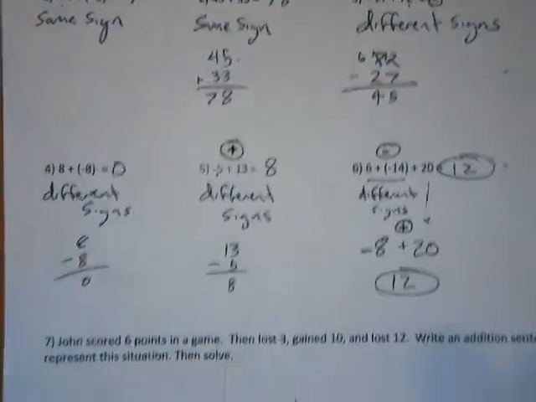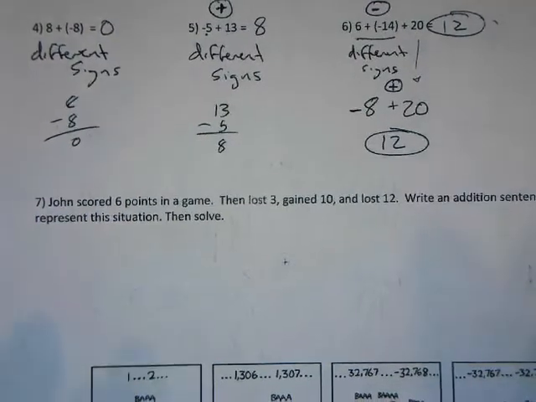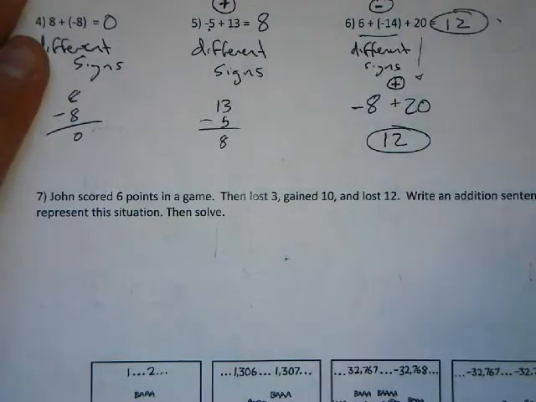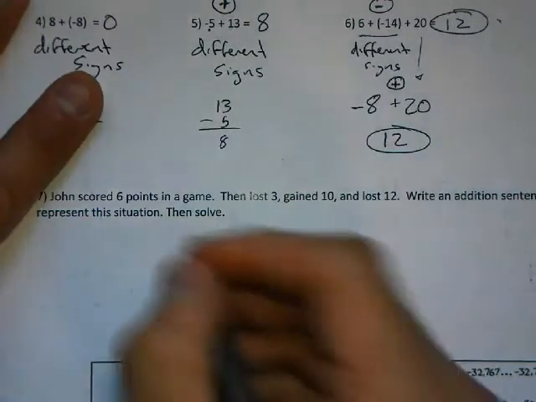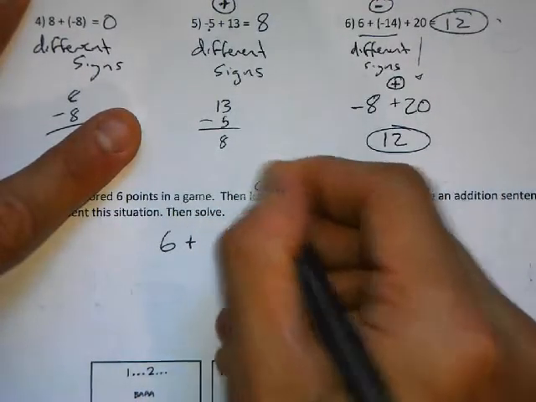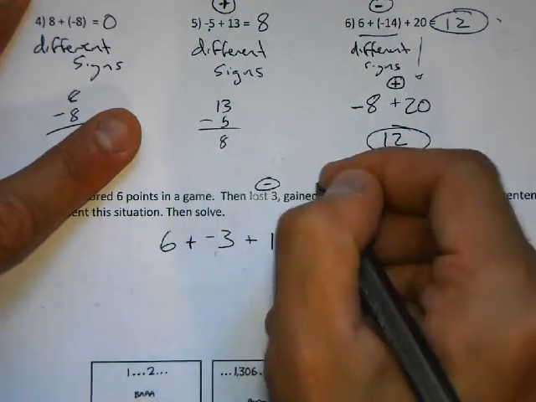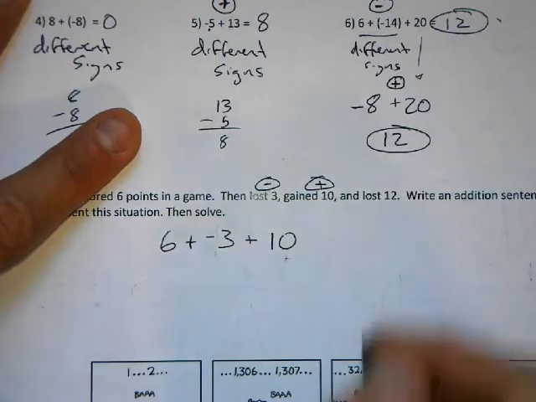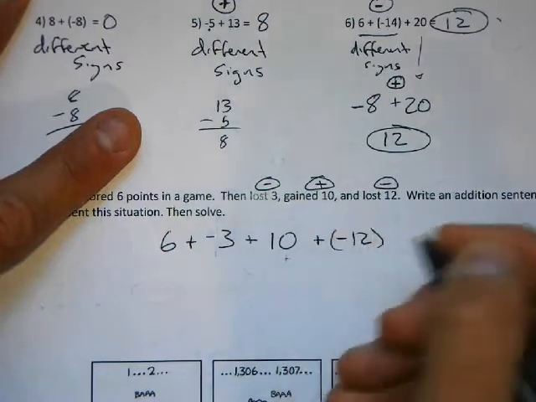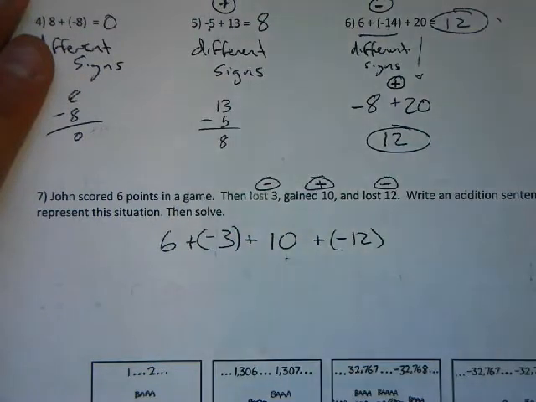Okay, last one here, word problem. John scored 6 points in a game, then lost 3, then gained 10, and lost 12. Let's write an addition sentence to represent this situation. 6 points, a loss of 3 would be -3. A gain of 10 would be a positive number, so plus 10. And then a loss of 12 would be another negative number, -12. I'm going to put those in parentheses so they're clear. And we need to add these all together to make an addition sentence.